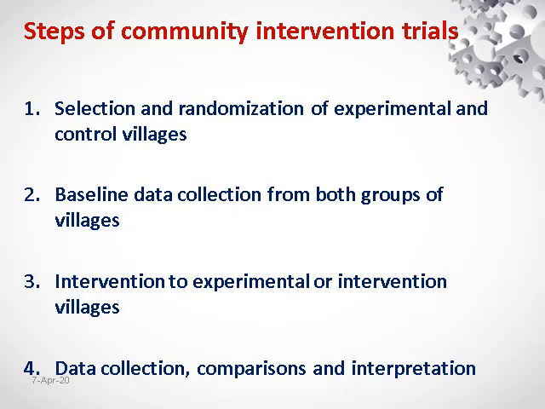Now we will go through the last part of the session, steps of community intervention trials. Community intervention trials have four major steps. First is selection and randomization of experimental and control villages. There will be an experimental village or experimental group, and a control village or control group. The experimental group will get an intervention. The control will not get that intervention.